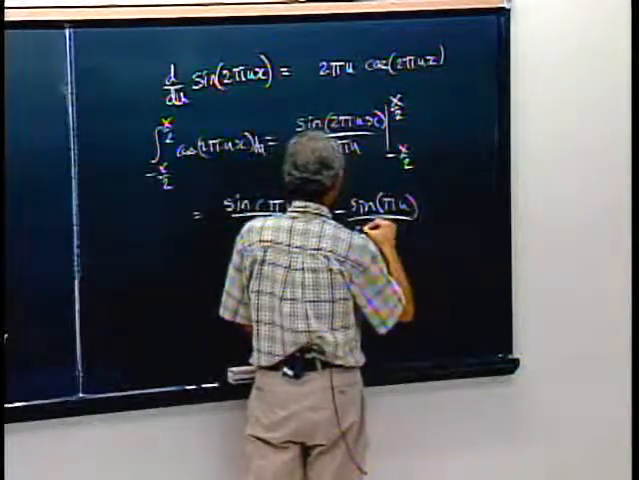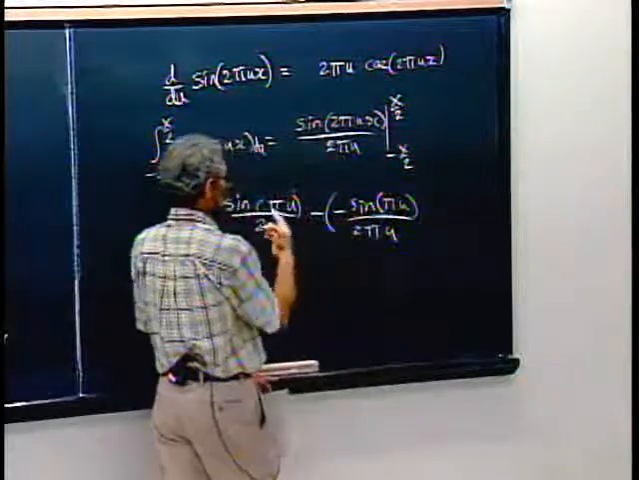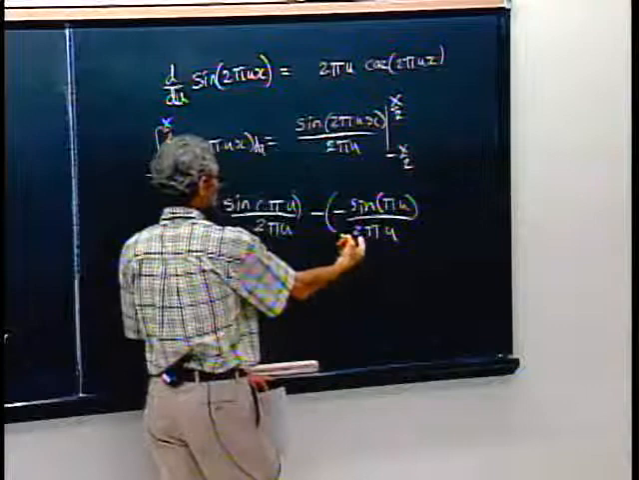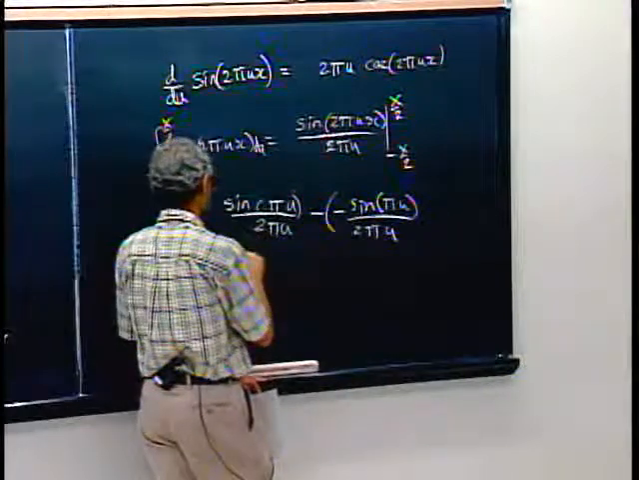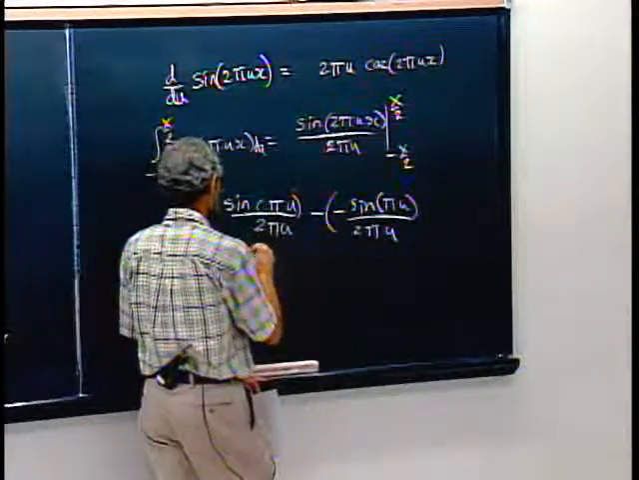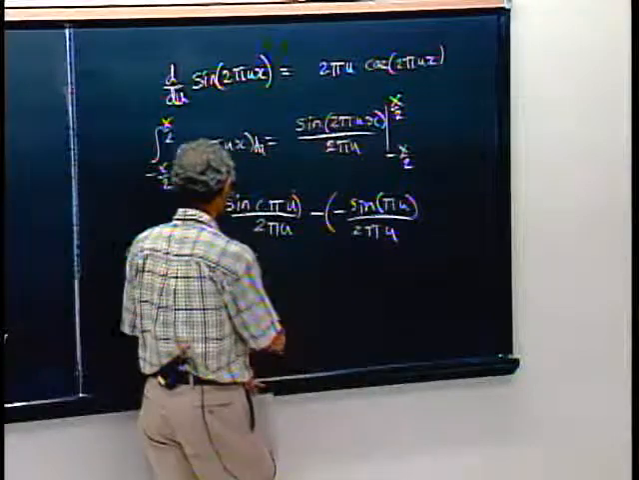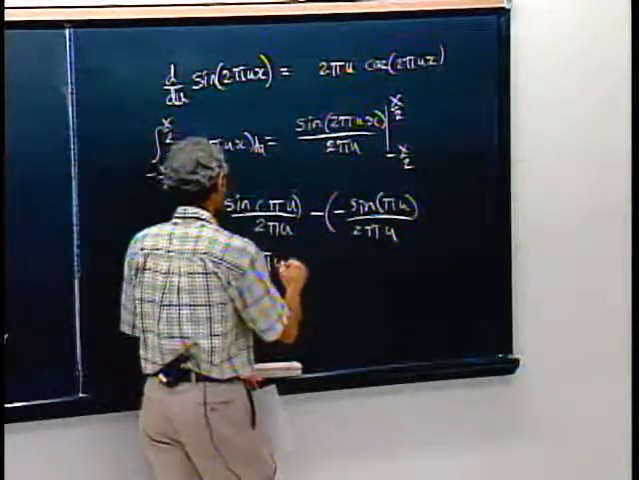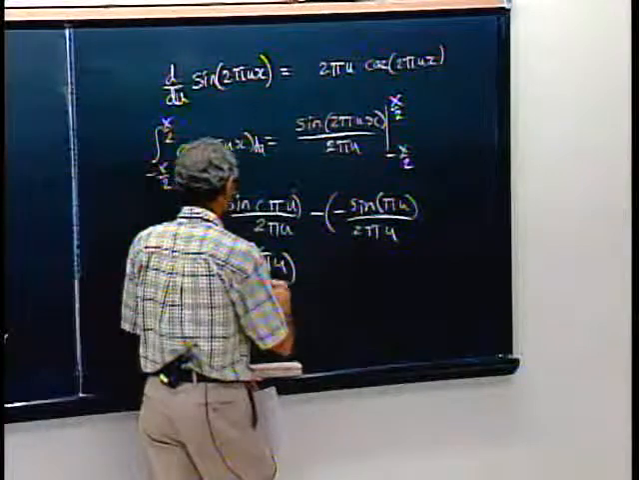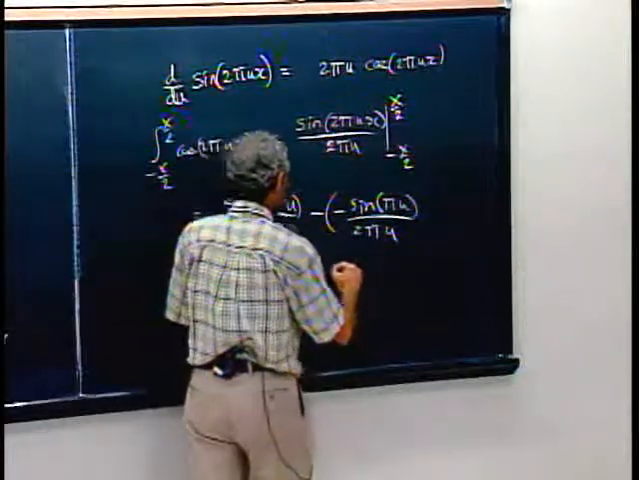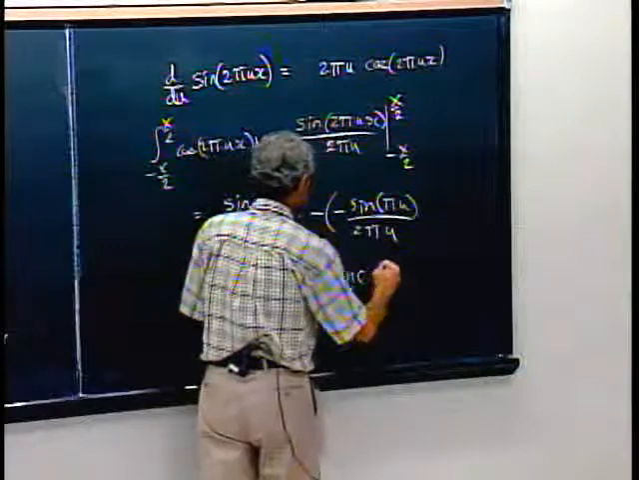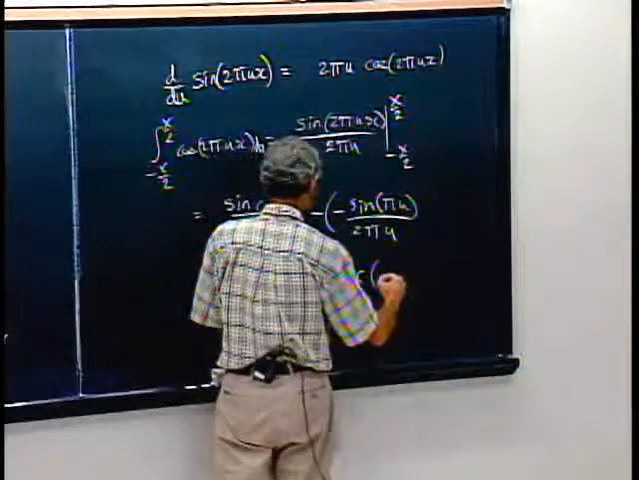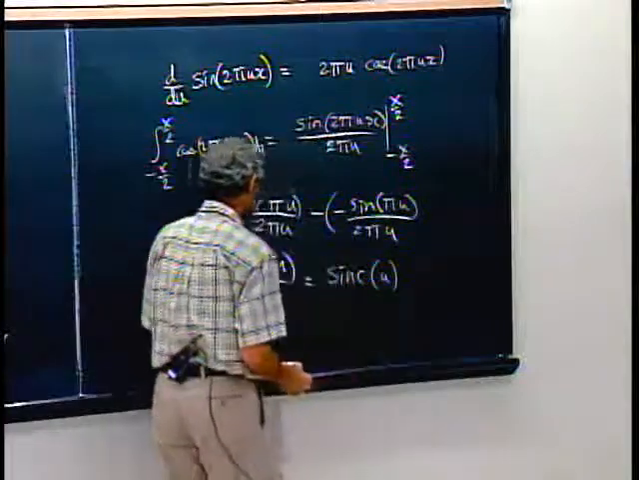Over 2 pi u. So these minuses cancel, and I have a plus, and then I have 2 of these, and that cancels the 2 in the denominator, and this is sine pi u over pi u. And sometimes people say S-I-N-C. I don't know how they pronounce it. Maybe sinc of u.